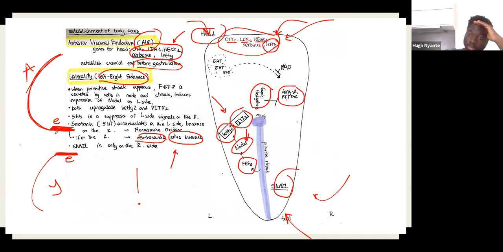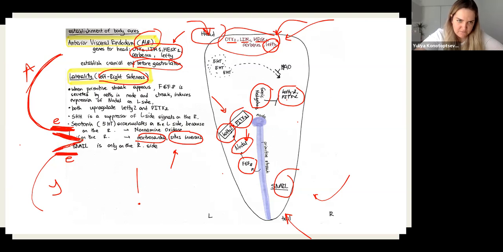Lateral, please. Lateral plate. What is the shape of the lateral plate? V shape. So just draw a V. This is one part of the V. This is another part of the V. Which one is right next to it here? The intermediate. Which one is right next to it? Paraxial. And then we have notochord. So do you get where we are, right?